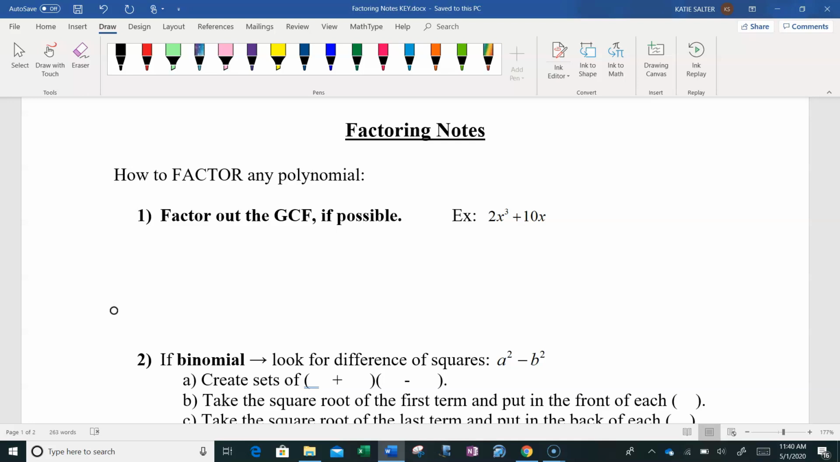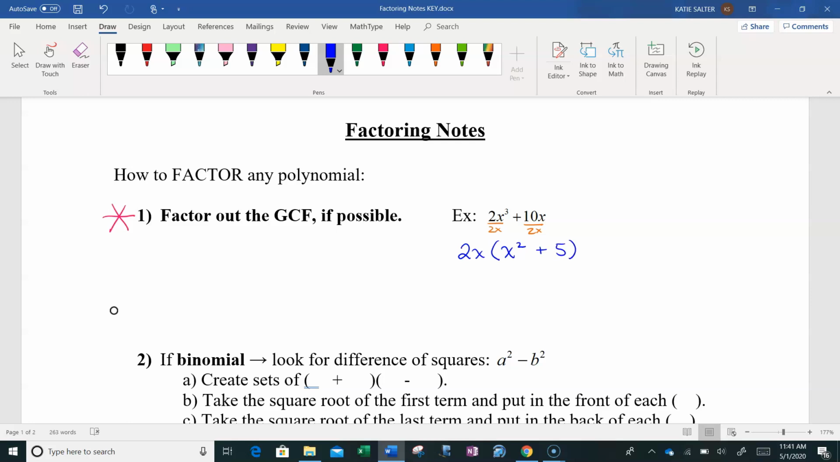The first step in factoring any polynomial is to always factor out the GCF if possible. Again, that's probably the biggest misstep. We always want to check for that first. So starting with this first polynomial here, which happens to be a binomial, we want to ask ourselves, does it have a greatest common factor? And yes, it does. 2 goes into 2 and 10, and then they also have an x in common. So we'd factor out that 2x in front. And remember, technically what you're doing is you're dividing each of those terms by 2x. And we would be left with x squared plus 5.